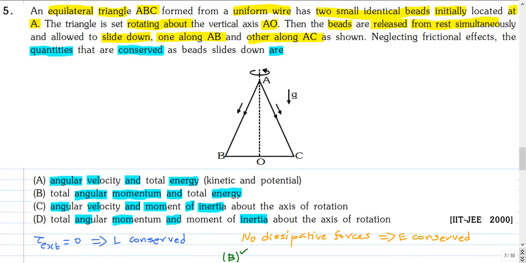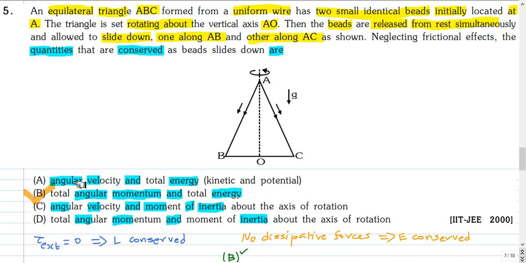There is no external torque acting on the system, so the angular momentum of the system will be conserved, and there are no dissipative forces as there is no friction, so total energy is also conserved. So the correct option is option B.